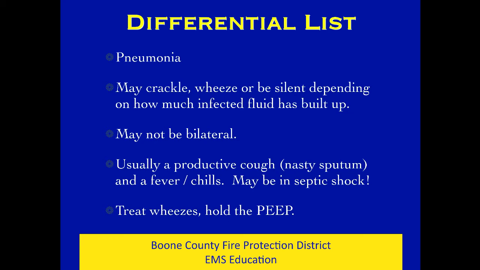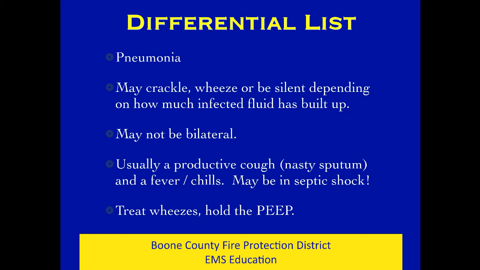But the pneumonia doesn't have to be bilateral, whereas asthma is going to be bilateral, CHF is going to be bilateral, COPD is going to be bilateral. They can have a pneumonia in just one lobe of the lung. So listen carefully, try to add up the whole story.